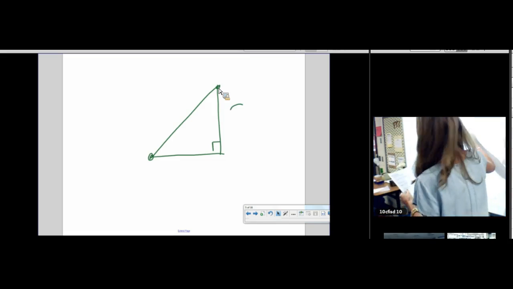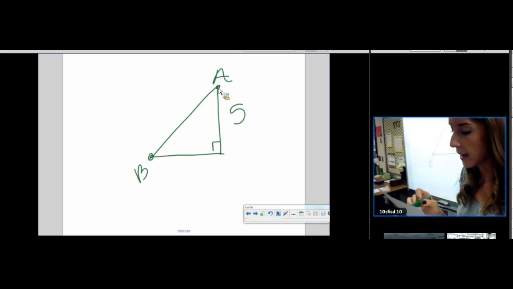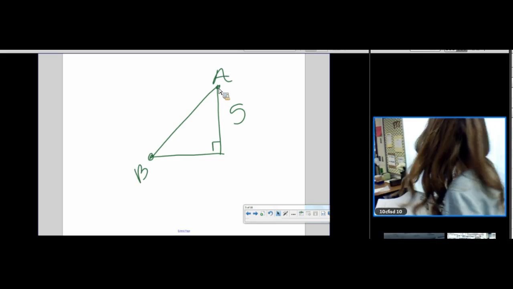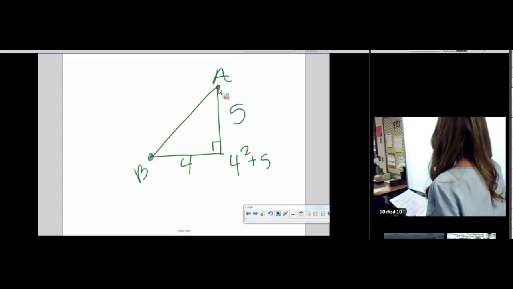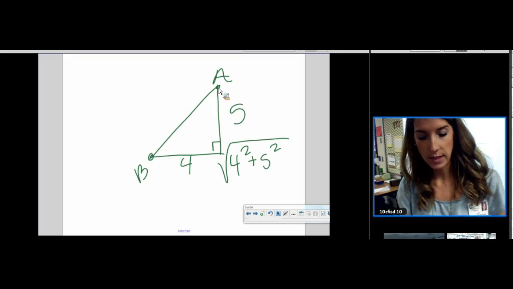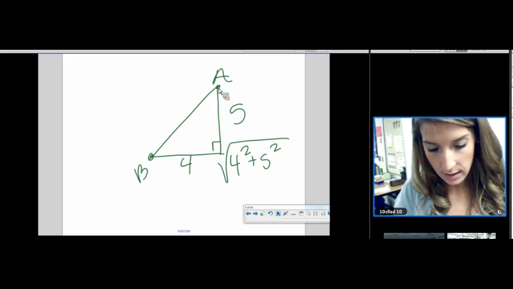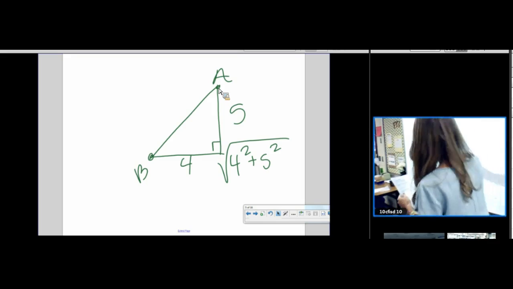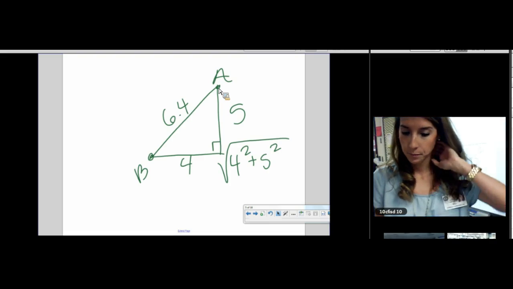Sorry, I don't have this up here with me. This is A and B. Delta x is 1, 2, 3, 4. And so we're just doing Pythagorean theorem: 4 squared plus 5 squared, and we take the square root. You don't have to show any other work than that. And I'm getting 6.4 as the distance from A to B.